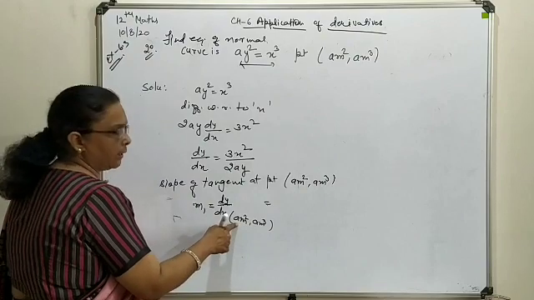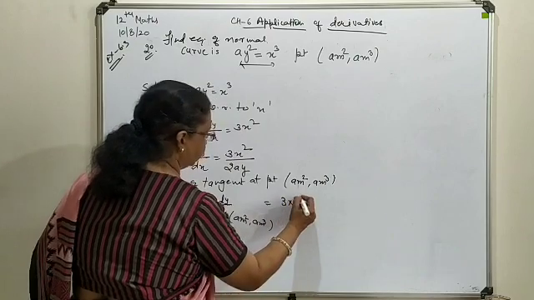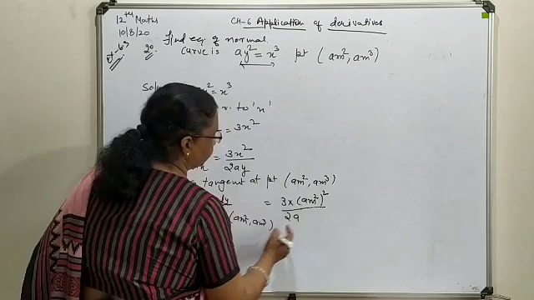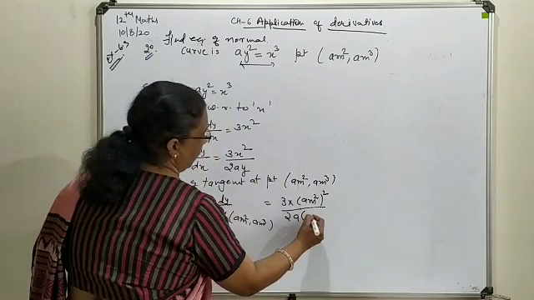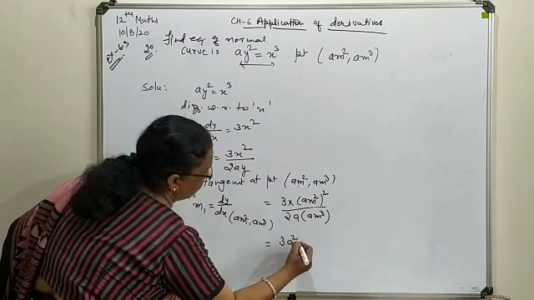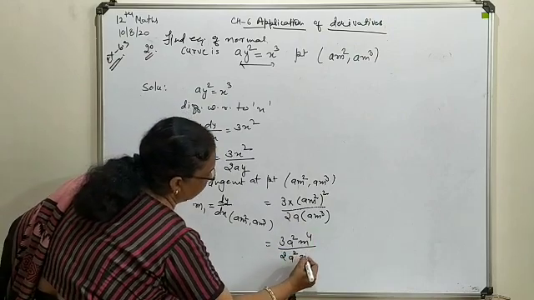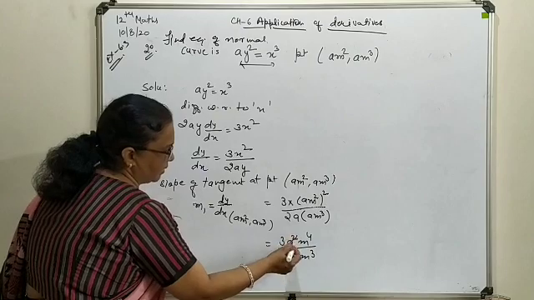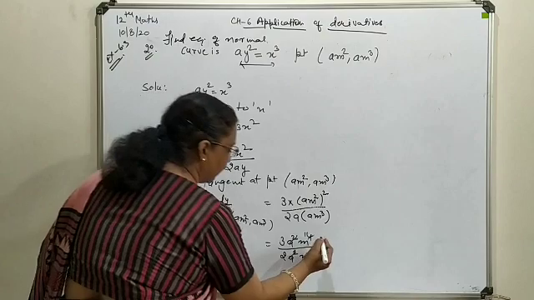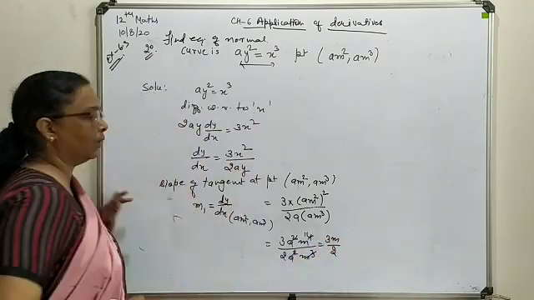In place of x you will write am square, in place of y you will write am cube. So this will give you am square whole square, and this will give you am cube. Make them sort out. This is 3a square m power 4, and this will give you 2a square m power cube. Here you see this a square cut, this m cube and m cube also cut, only one is remaining. So finally here we have 3m upon 2 as the slope of tangent.